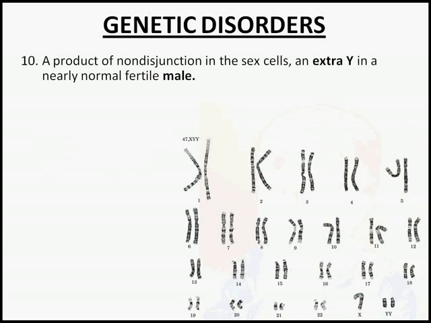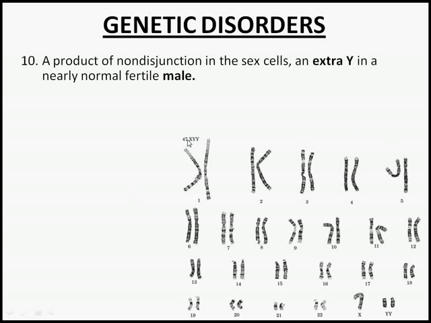Number 10 is also a product of nondisjunction, as was the last one, in which the chromosomes don't separate correctly. In this case, there's an extra Y chromosome, and obviously since it's a Y chromosome, it's a male. They are nearly normal fertile males, but that extra Y chromosome can cause some problems. A lot of people don't know they have this, and a lot of guys don't know until they try to reproduce.